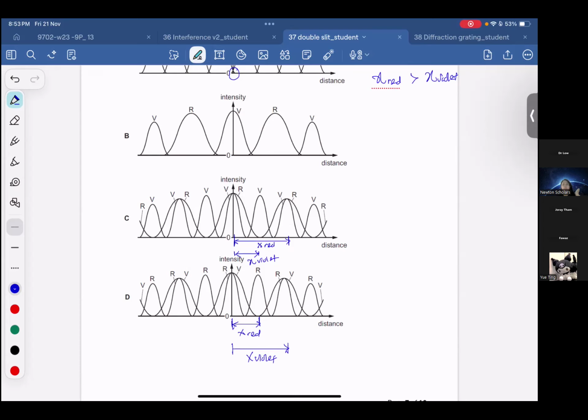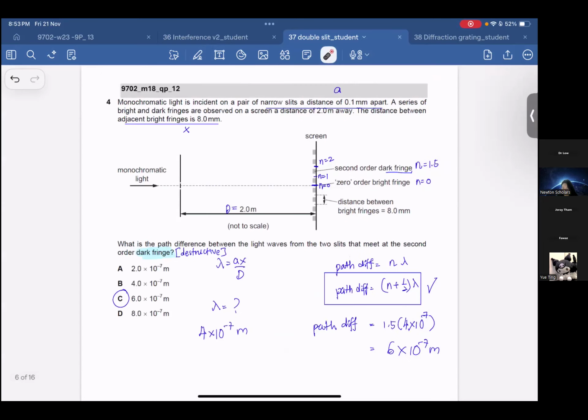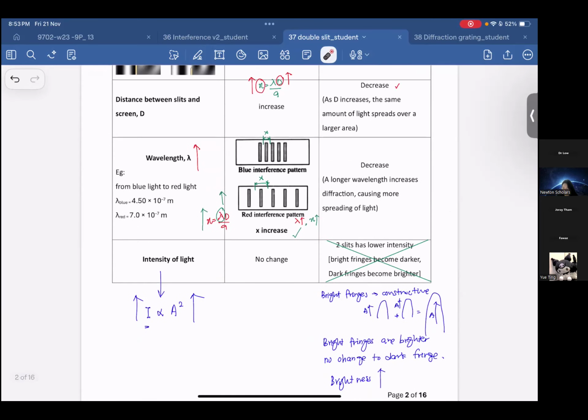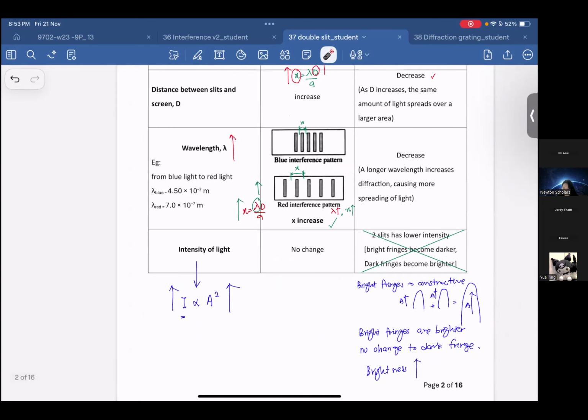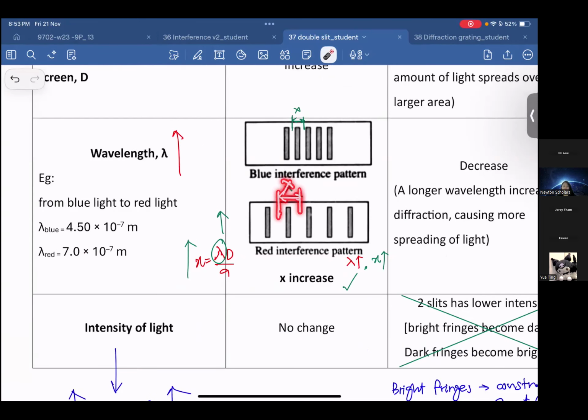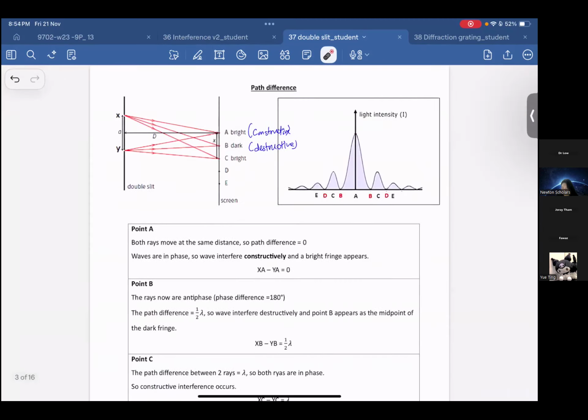Okay, what is your correct answer? Wesley, correct. Fatima, correct. How about others? Are you able to get the idea? You see? Red color, the x actually will be a longer x. Longer x. So from here to the next maxima, for red color, it should be longer.